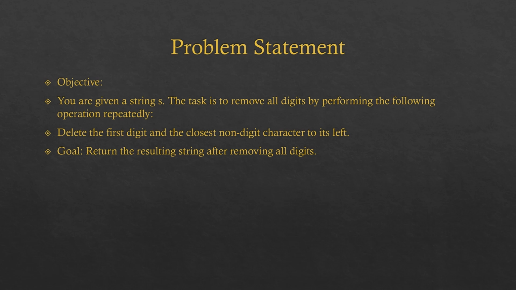The task is to remove all digits from a string by performing the following operations repeatedly. We need to delete the first digit in the string and the closest non-digit character to its left. The objective is to return the string after all digits are removed. Let's take a look at some examples to understand the problem better.